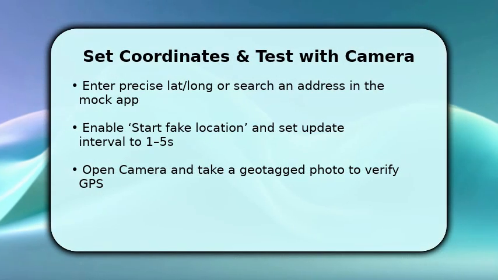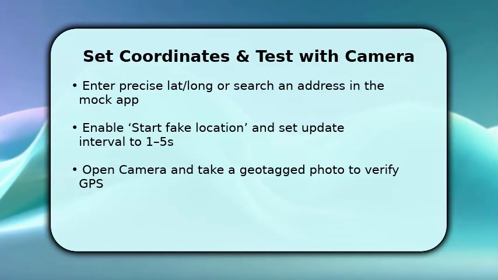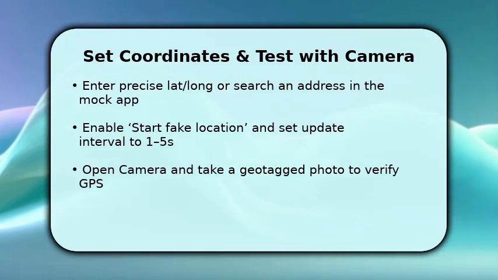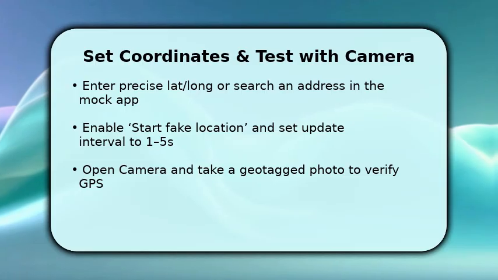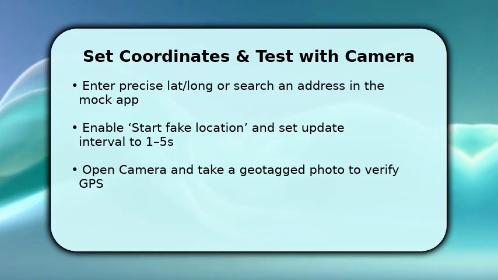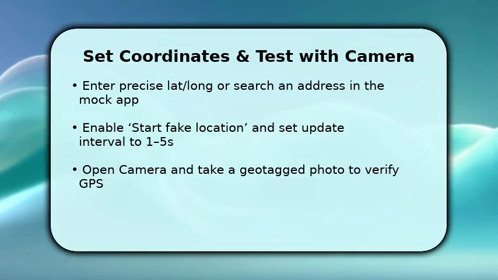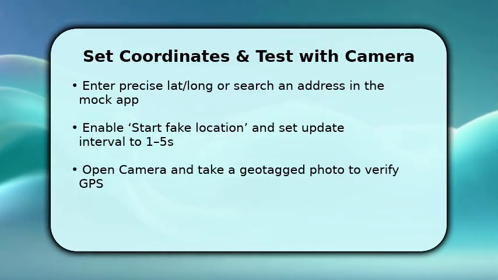With the mock app active, enter the exact latitude and longitude you want or pick a place on the map. This ensures precise geotags. Then start the fake location service and set a short update interval, such as 1 to 5 seconds, so apps read the new position quickly.